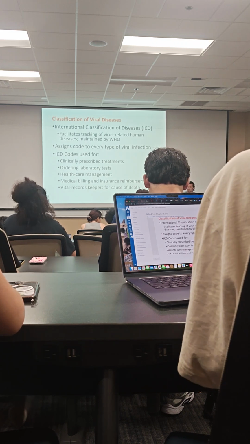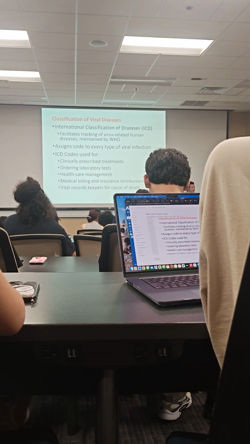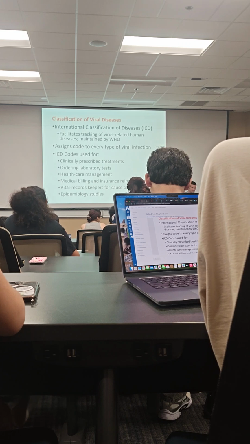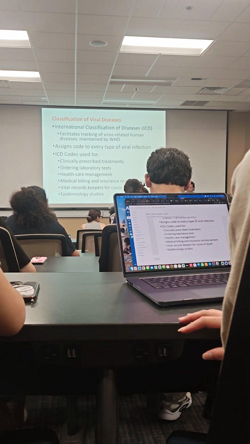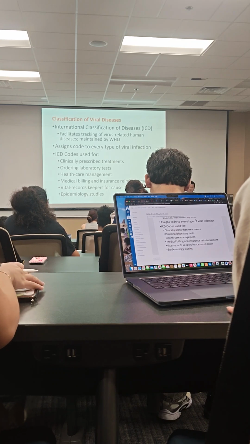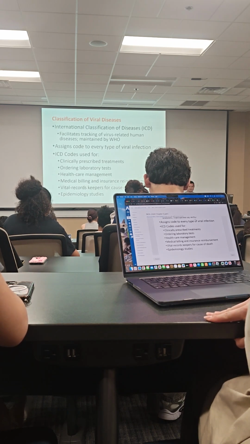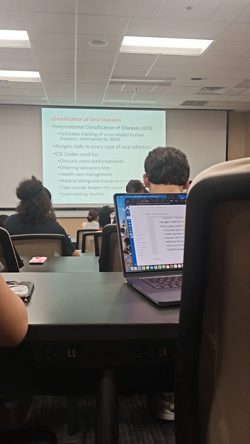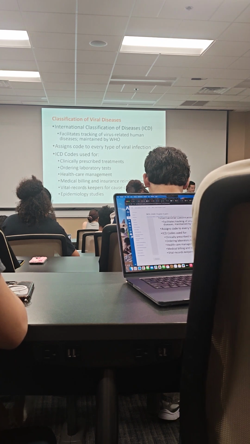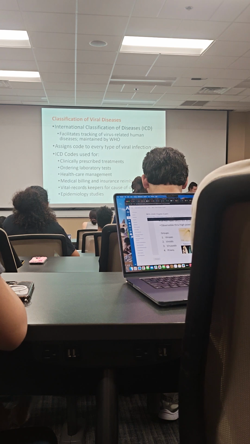Say that they die from it. The ICD code goes on the death certificate. And then say we want to look at stats about how many people died from viruses that year. We're going to look at those ICD codes through epidemiological studies. ICD codes are pretty much used for everything in the whole process, going from diagnosing, to treatment, to healthcare, to insurance, to death, studies of death and prevalence and so forth. ICD codes are used for everything.